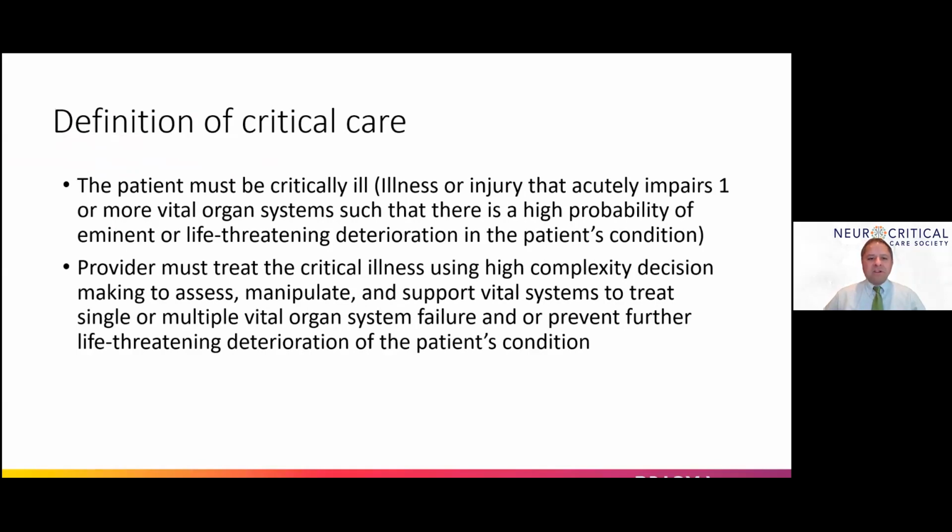To begin with, the definition of critical care is an important place to start. The patient must be critically ill, so illness or injury at the time of presentation, which impairs one or more vital organ systems such that there is a high probability of imminent or life-threatening deterioration in the patient's condition. The provider must treat critical illness using high complexity decision-making to assess, manipulate, and support vital systems to treat single or multiple vital organ system failure and/or prevent further life-threatening deterioration of the patient's condition.